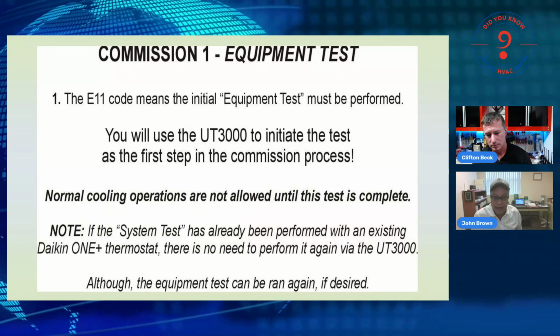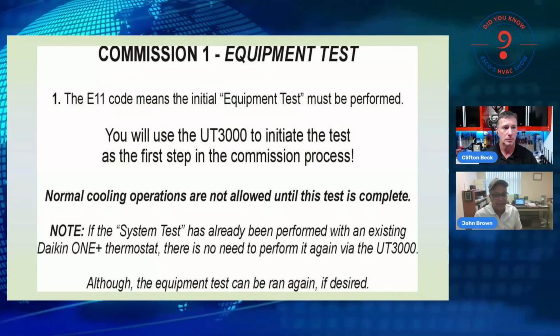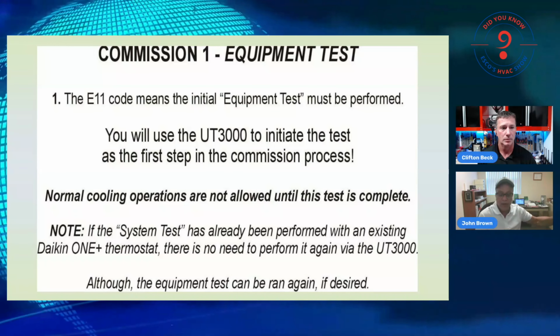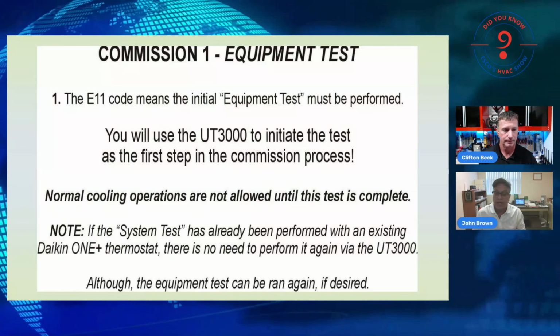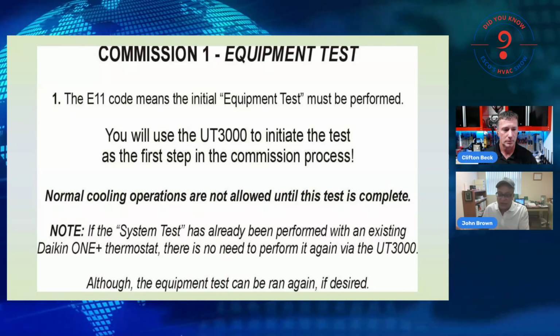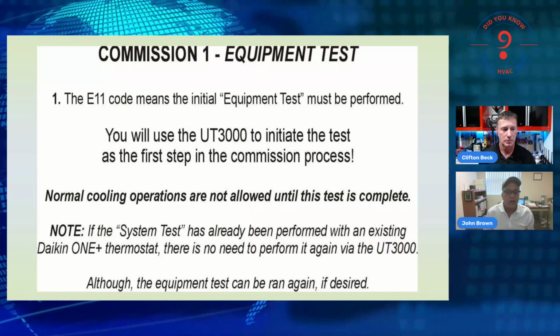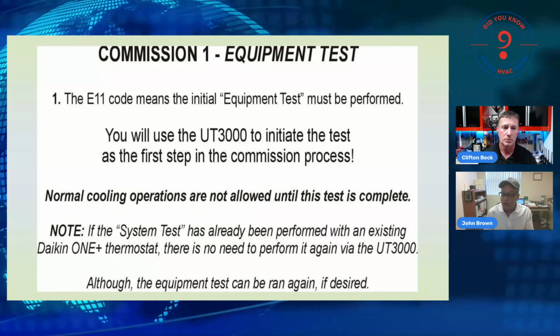It's going to be done using the UT-3000, not the thermostats, because we haven't connected them. They're sitting on a table somewhere. Normal cooling will not work until this system test is performed. Now, if you're adding the zone control after the fact, the system was already operational, you don't have to do a system test again if you don't want to, but it doesn't hurt to do it.